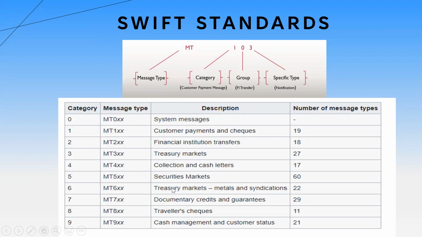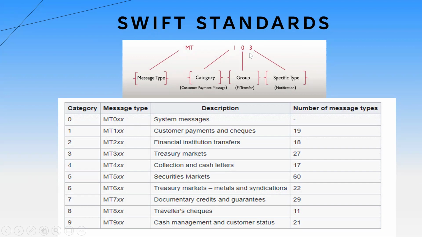The MT6 series is treasury markets, metals and syndications. The MT7 series is for documentary credits and guarantees. This is for trade related transactions where an importer and exporter are involved. The MT8 series is travelers checks, and the MT9 series is cash management and customer status. Basically, these are not financial ones, but messaging types for free format, or account statement related things and detailed transaction reports.